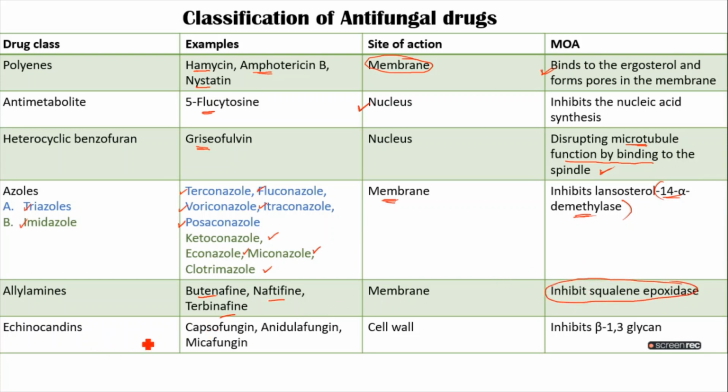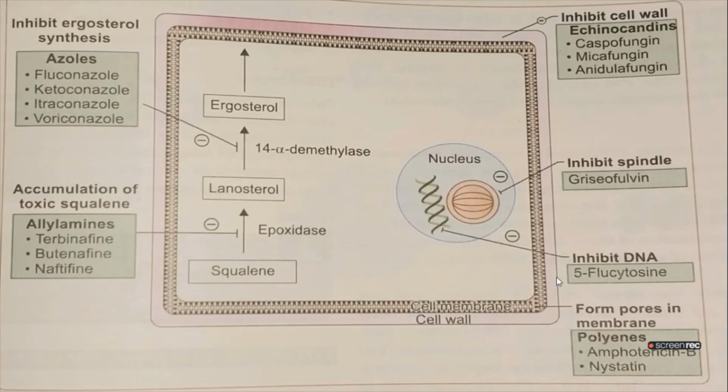Okay, then echinocandins: caspofungin, anidulafungin and micafungin. These basically act on the cell wall, inhibiting beta-1,3 glucan of the fungus. Okay, so this diagram represents the diagrammatic representation of the previous slide.